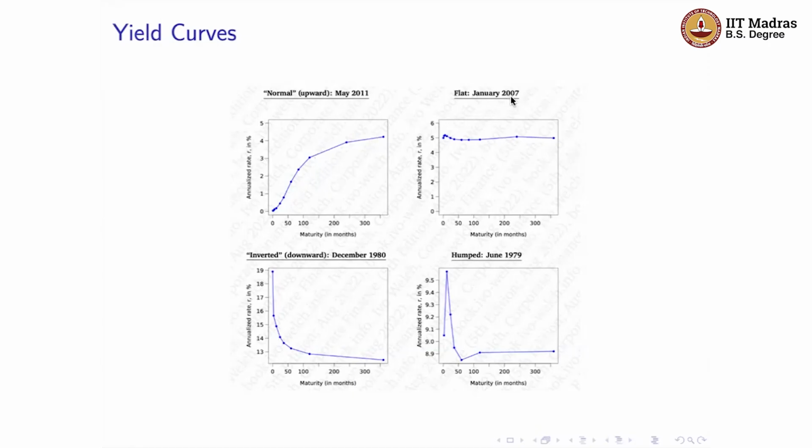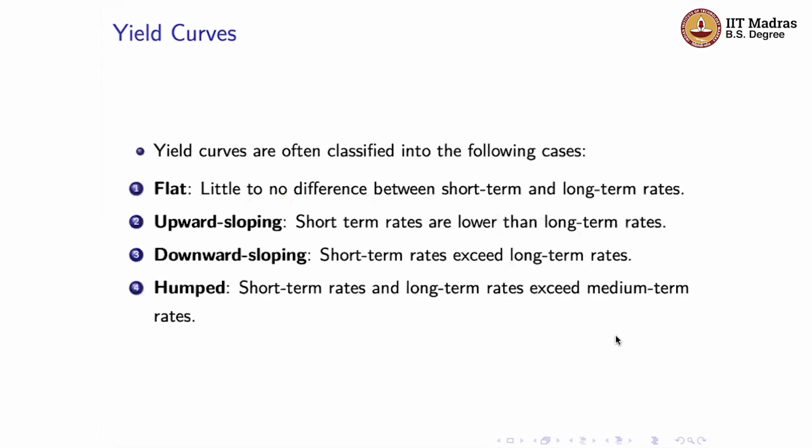So, for example, in January 2007, you had the yield curve being basically flat, okay? In December 1980, you had the yield curve looking actually inverted in the sense that the slope became negative, right? So higher maturity bonds were actually giving lower annualized rates. And you might also have, as was the case in June 1979, a yield curve which is hump shaped, right? So let's look at this in more detail. These are basically the four major scenarios that can happen.